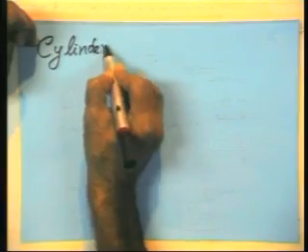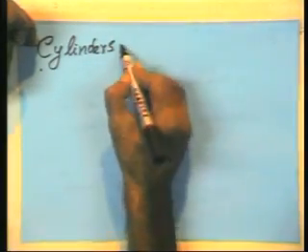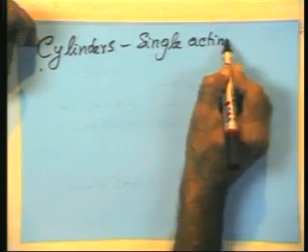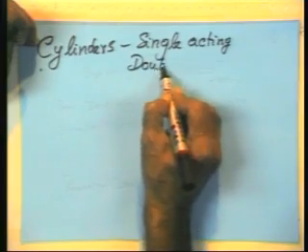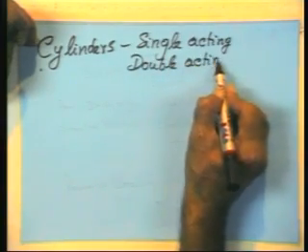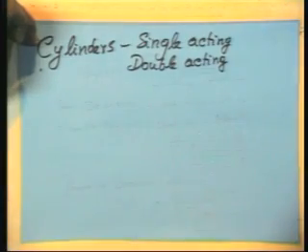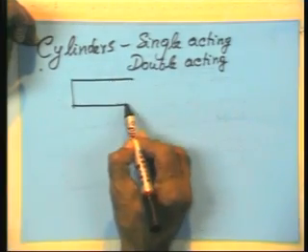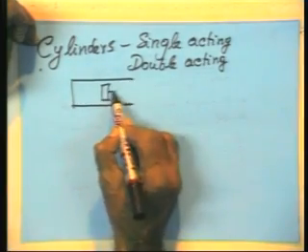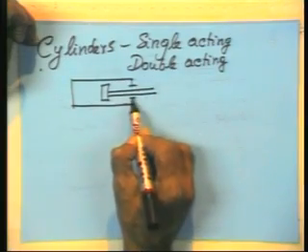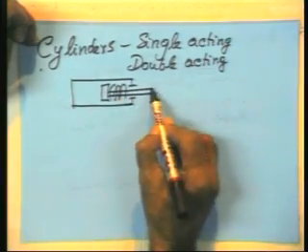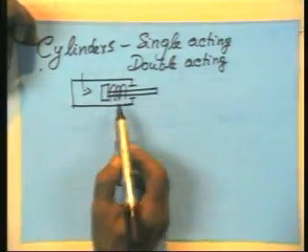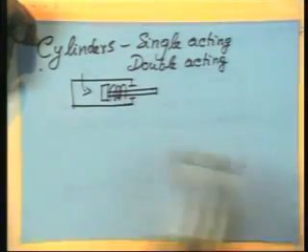There are two types. One is single acting, another is double acting. I am referring to the reciprocating type of cylinders. A single acting cylinder, the name looks formidable, but actually it is a very simple device. When you admit oil or air onto this side, the piston moves, compressing the spring, and the return motion is by the spring.